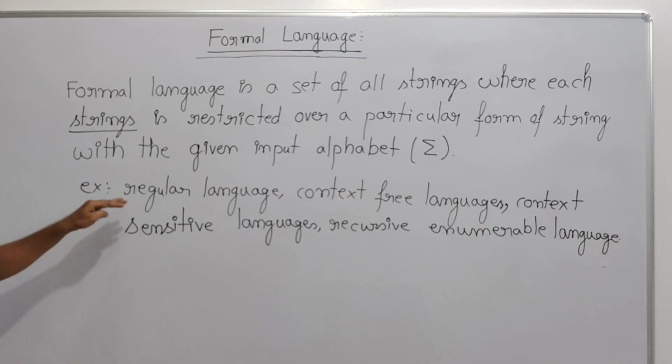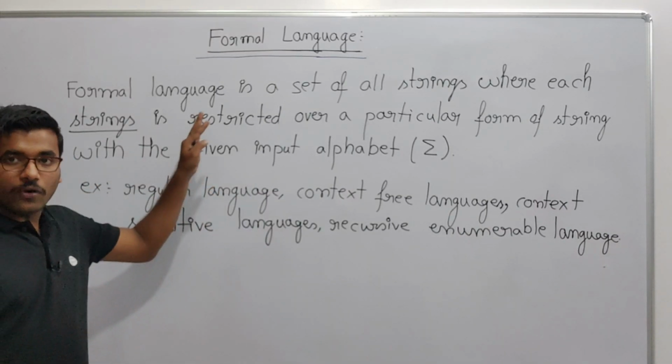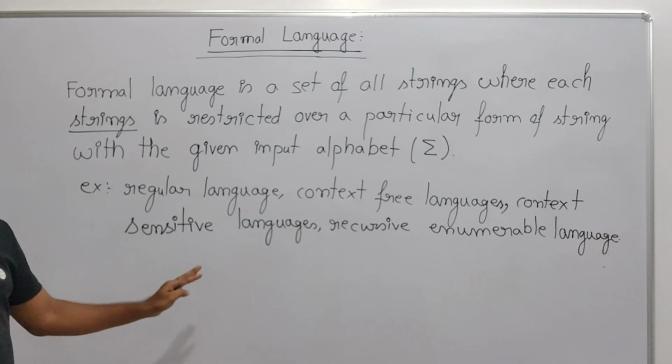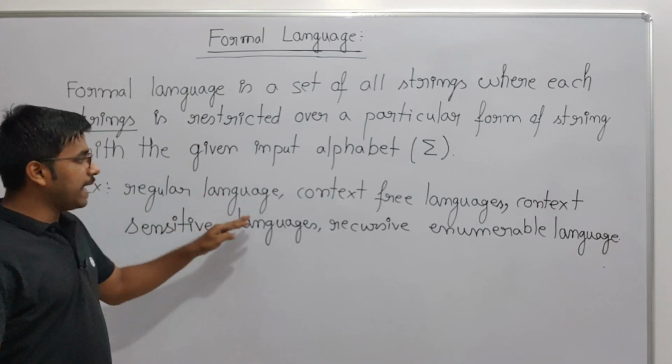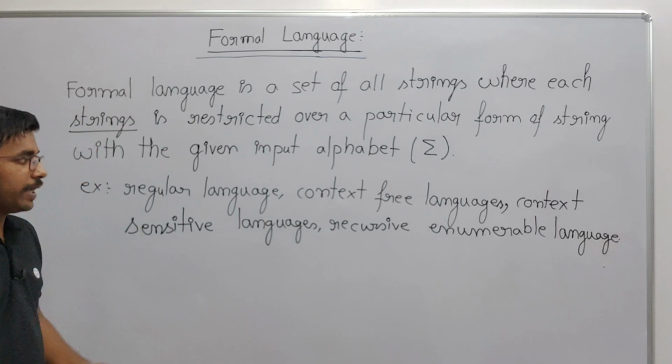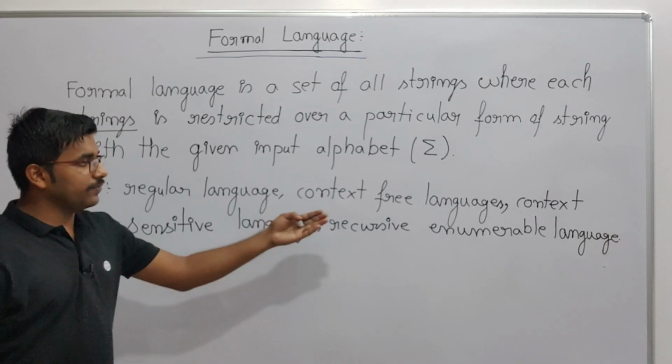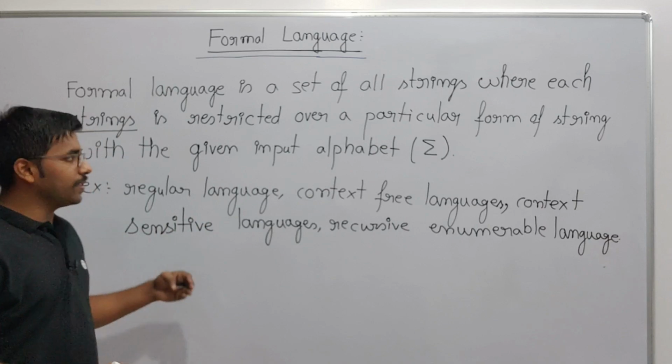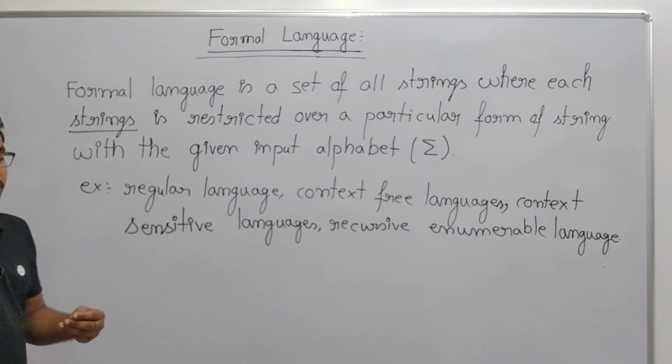In our GATE syllabus, regular language is given as a formal language. These are examples of formal languages, and they are in our GATE syllabus: regular language, context-free language, context-sensitive language, recursive language, recursively enumerable language. All these types of formal language we are going to see one by one.